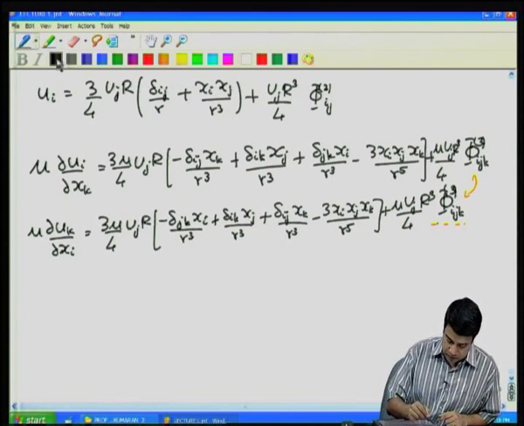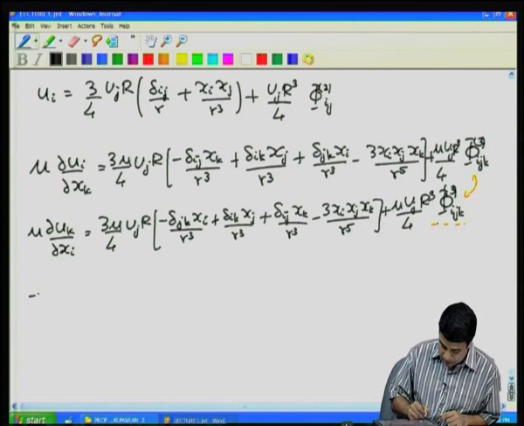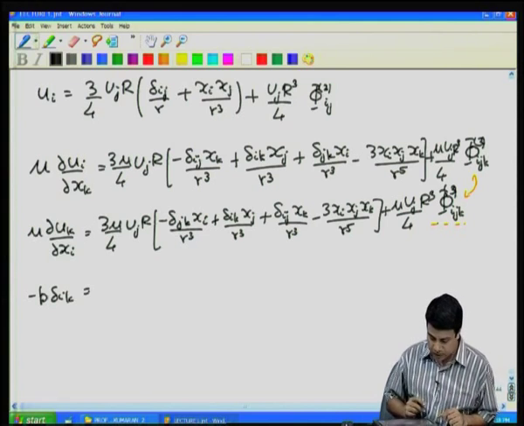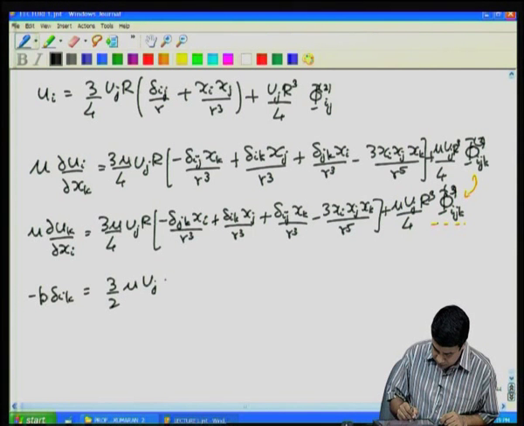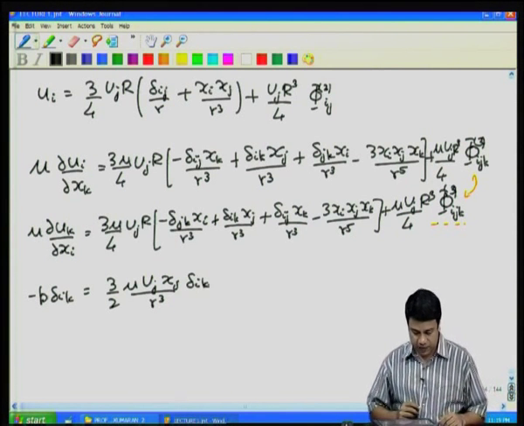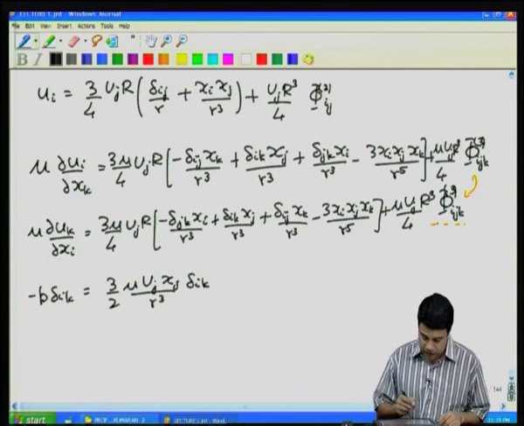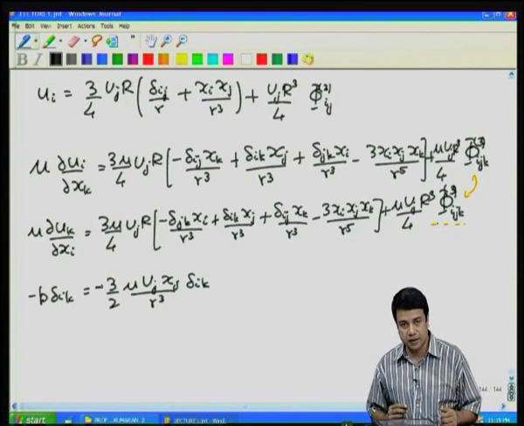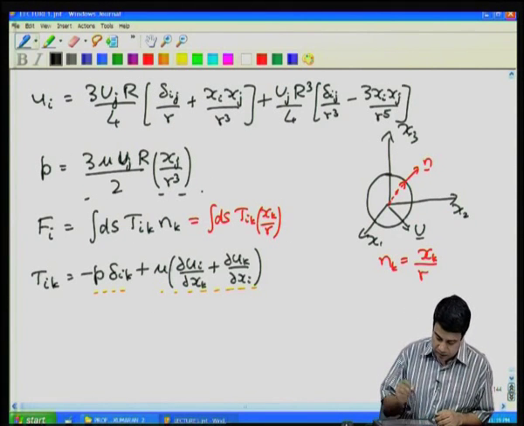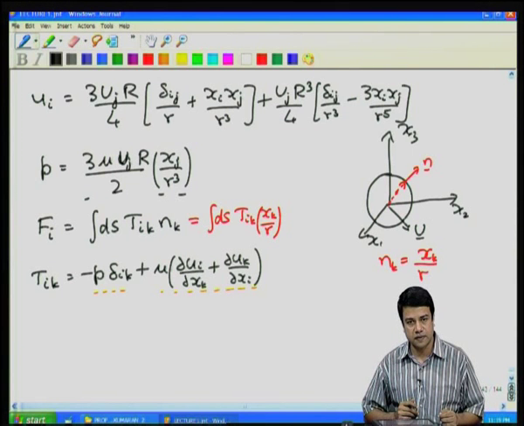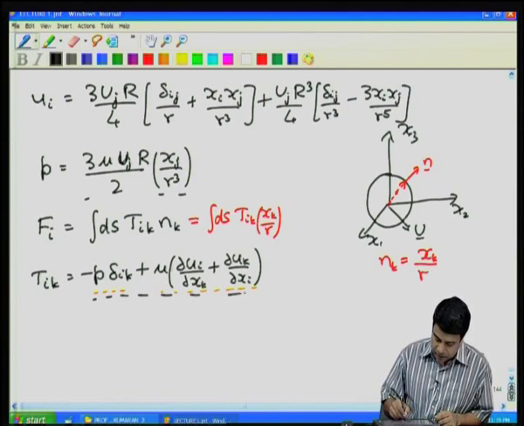And finally, I have my first term here, minus p delta i k. Using the expression for the pressure that I had, I will just get 3 by 2 mu u j x j by r cubed times delta i k. So, I just take the pressure and multiply it by delta i k with a negative sign there. If you recall, this was the expression for the pressure, and I just had to multiply it with a negative sign and multiply by delta i k. So, this gives me all of these terms in the equation for the stress.